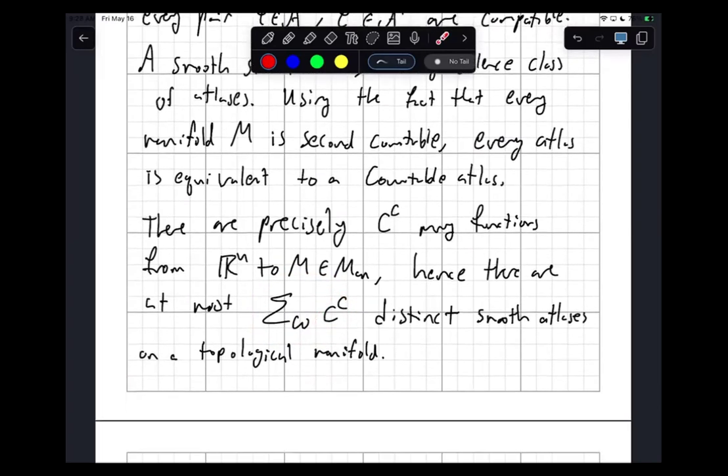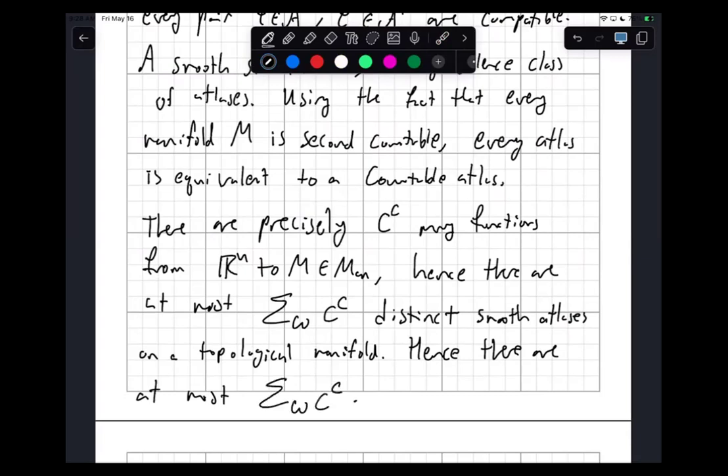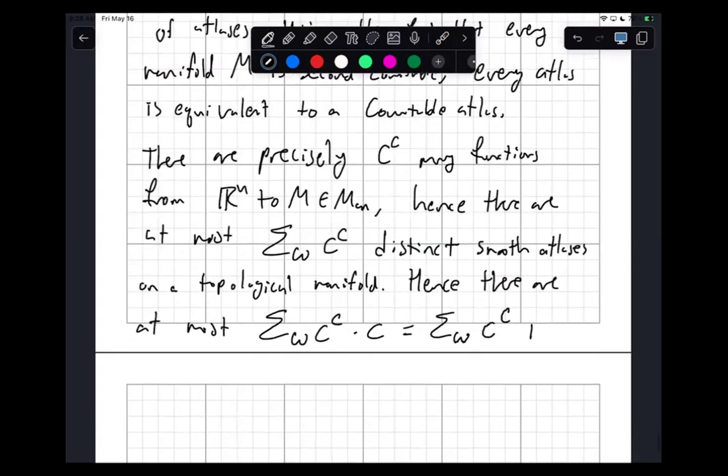And hence, there are at most omega times C, which, as Ray said, is just the maximum, which is just this many non-isomorphic smooth manifolds. Okay? Hence, Man is essentially small.